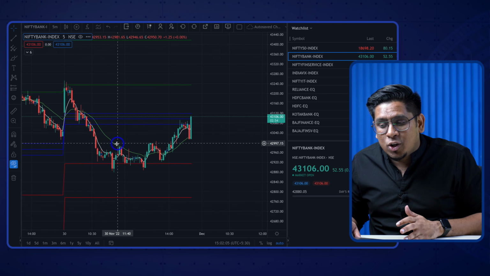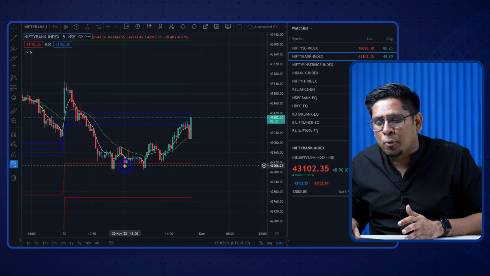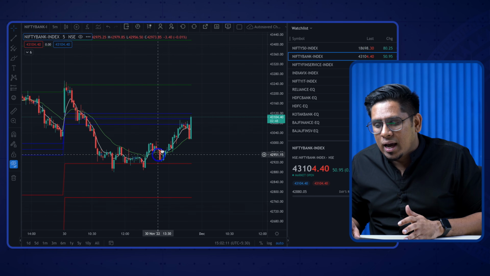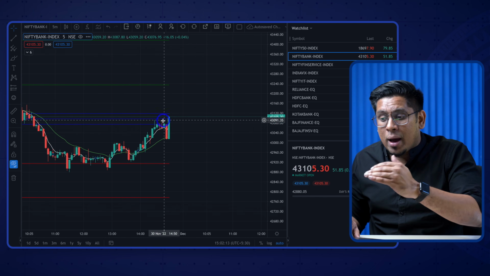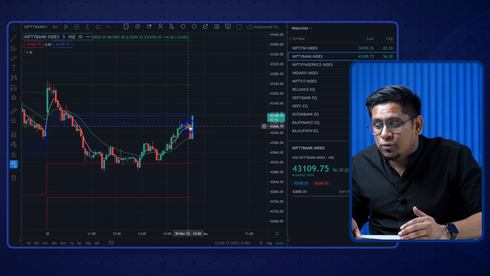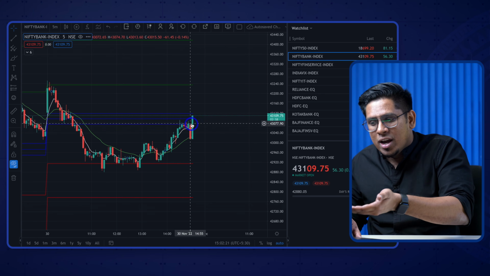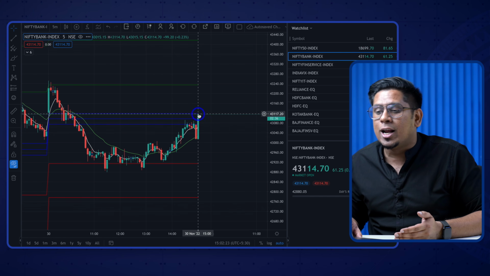It tried moving up. It took resistance at the 20 moving average. Came down, beautifully taking support at S1. Taking support at S1, again now moving back up. When it is moving back up, the whole central pivot range will act as a resistance. And it indeed acted as a resistance. It came down. Now it is trying to break the central pivot range.